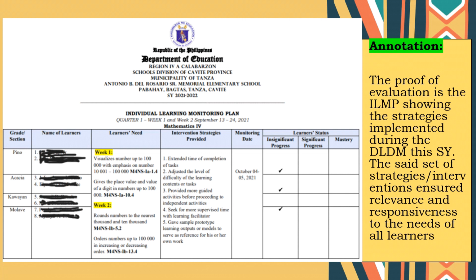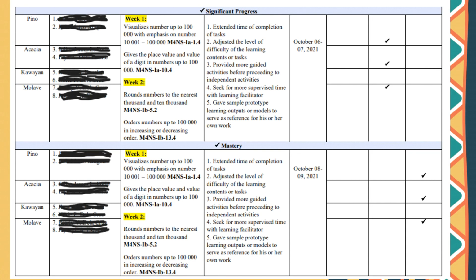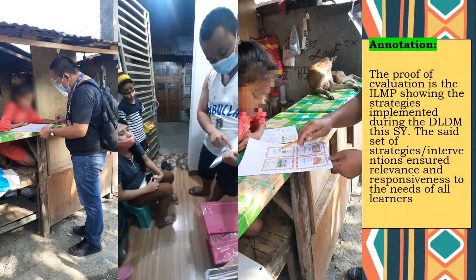Alright? The proof of evaluation is the ILMP showing the strategies implemented during the DLDM this school year. The said set of strategy or interventions ensured relevance and responsiveness to the needs of all learners. Alright, makikita din po natin dito ang mga iba't ibang nagaganap. So, in this area, we have significant progress hanggang napunta po siya sa mastery. Ito po yung mga pictures na nag-complement doon sa mga strategies na ginamit po natin.